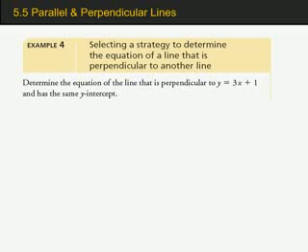And welcome back to 5.5 parallel and perpendicular lines. So in this question here, we're asked to come up with an equation of a line that is perpendicular to another line. So it's asking us to determine the equation of a line that is perpendicular to y equals 3x plus 1, and it has the same y-intercept. So let's see how we go about doing this.